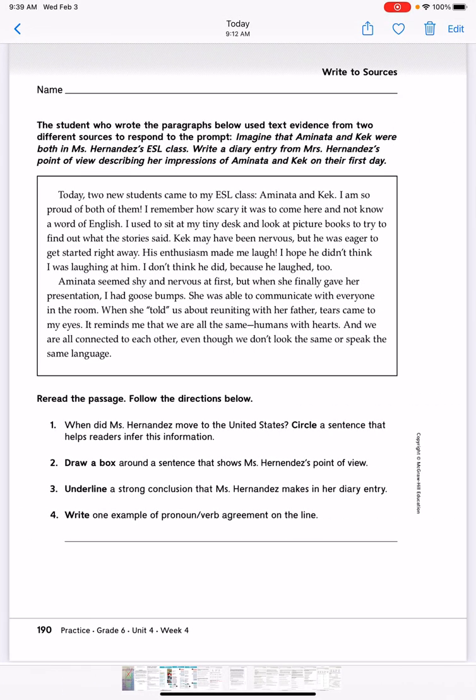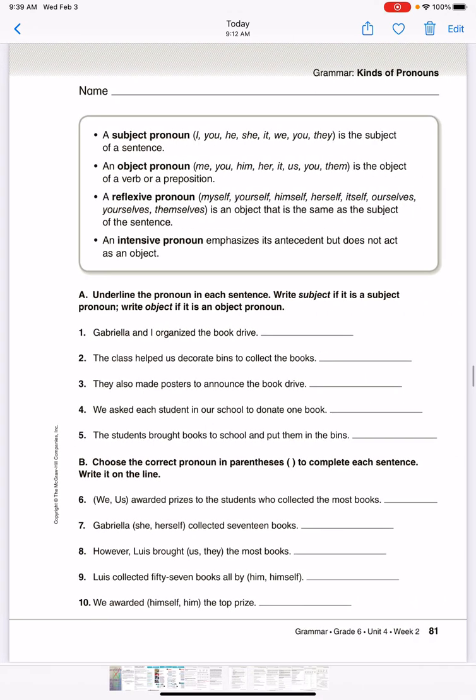Page 190, that's usually pretty straightforward. Again, we'll go over that, but we're talking about the point of view. We want to know what Ms. Hernandez is thinking here. Into the grammar, this is where I really kind of want to go over some things with you.